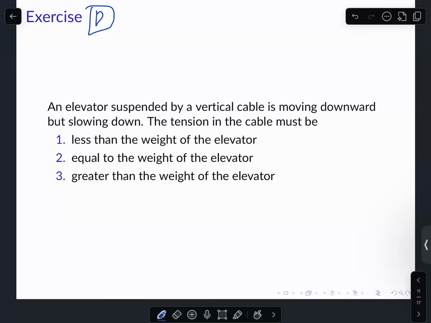Tension is not the same thing as net. Net means everything added together.